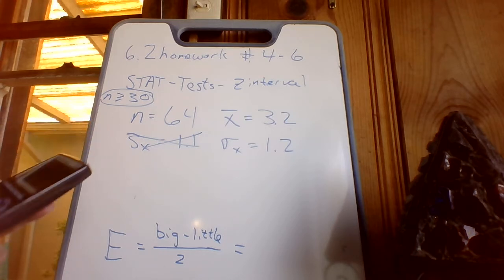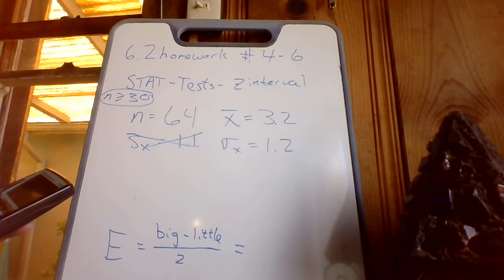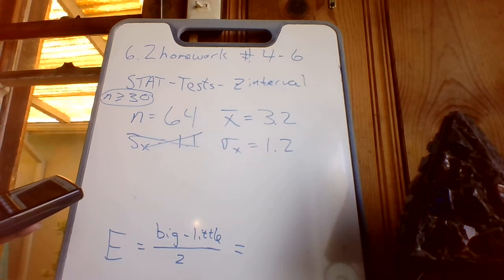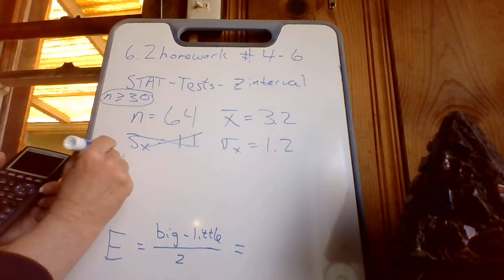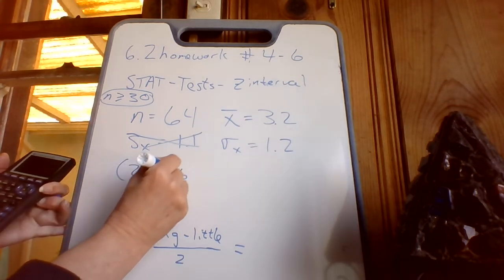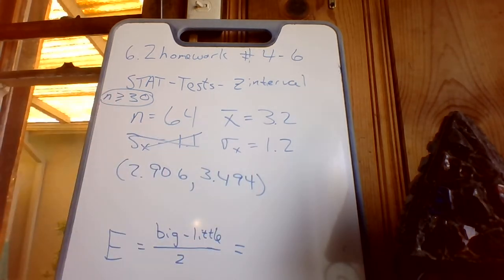Anyway, so sigma is 1.2, x bar is 3.2, n is 64. C-level, what did it tell me? I didn't write it down. Number 4 says 95% confidence, so C-level 0.95. And calculate. 2.906, comma, 3.494. All right, great. I've answered the question.